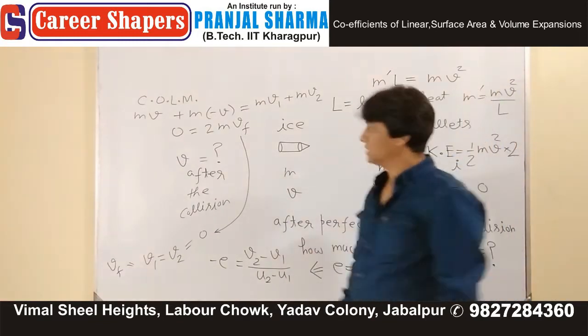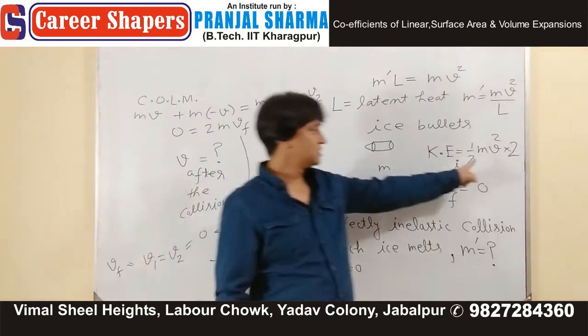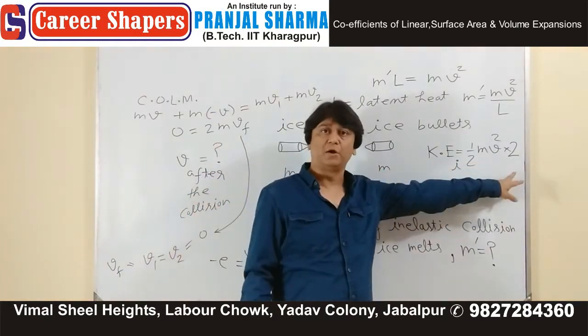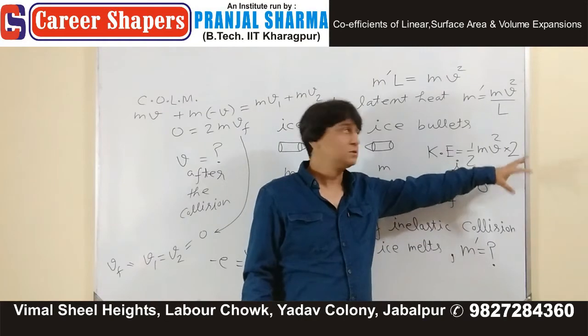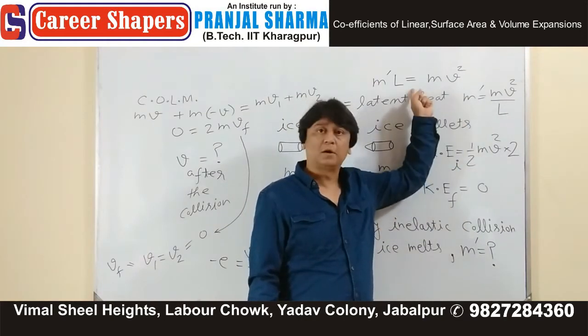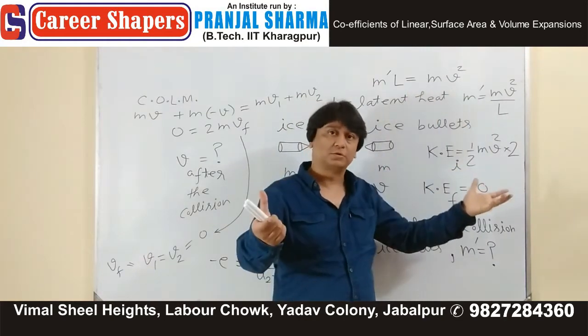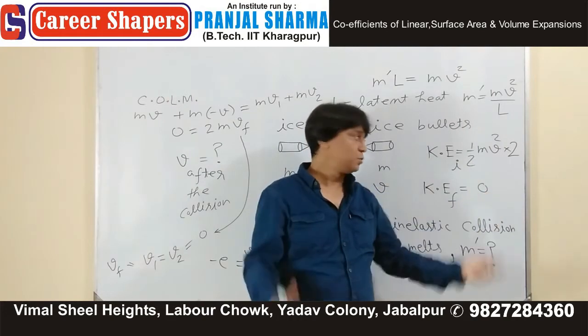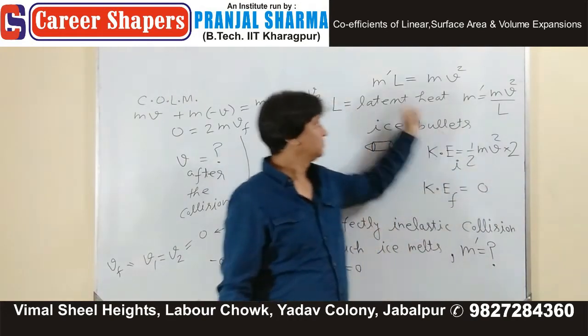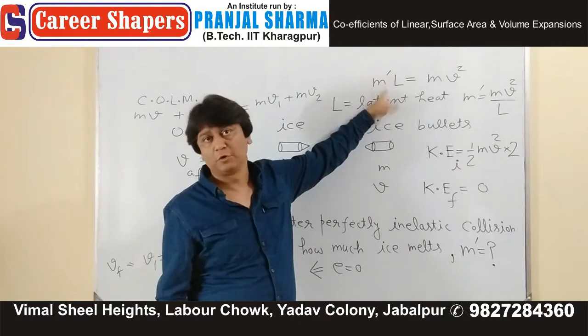If they come to rest, then the loss in kinetic energy is half mv square multiplied by 2, and the entire loss is available for what? As a heat source. This is the source. What is the source? The ice which is going to melt.